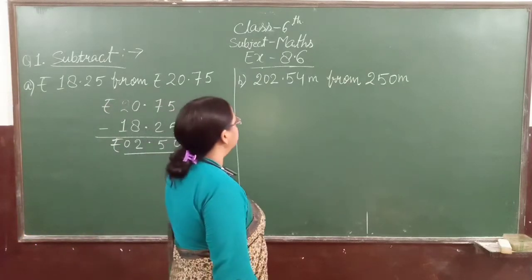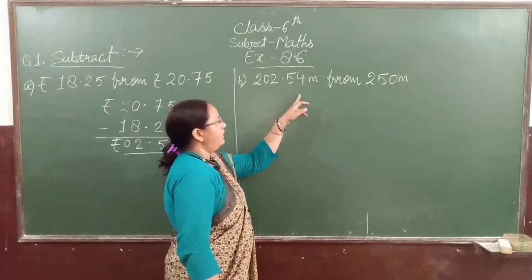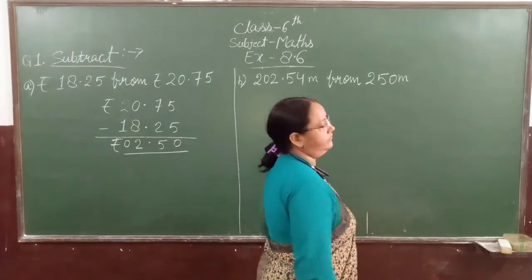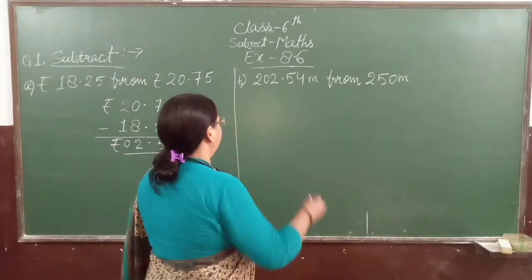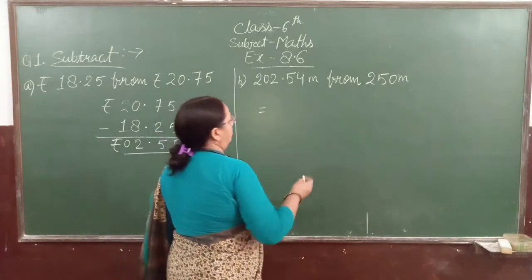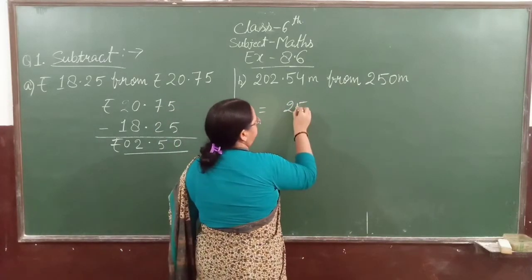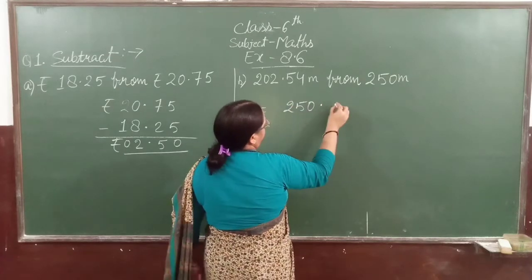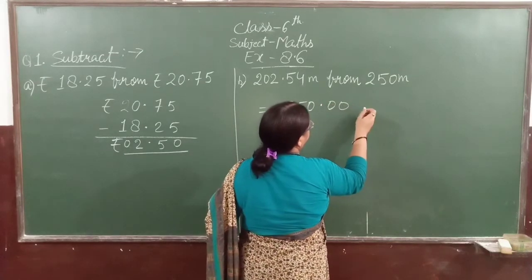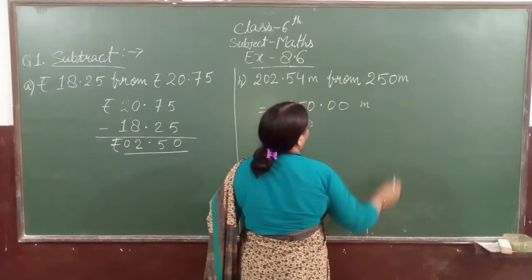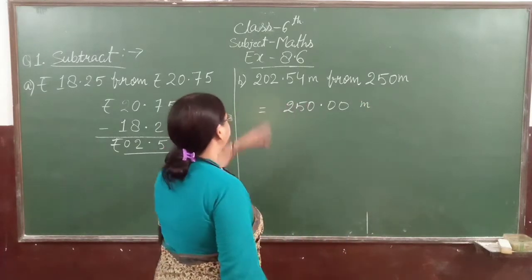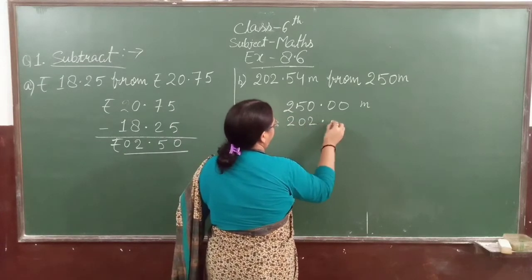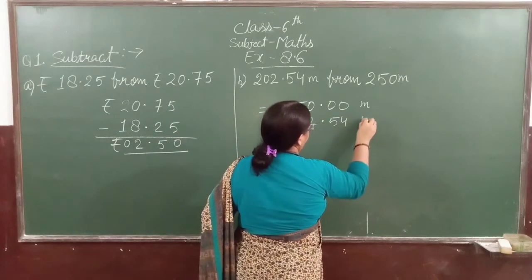Now the next question is: subtract 202.54 meters from 250 meters. At first, make it symmetrical, means like fractions, so write 250.00 meters, and now minus 202.54 meters.